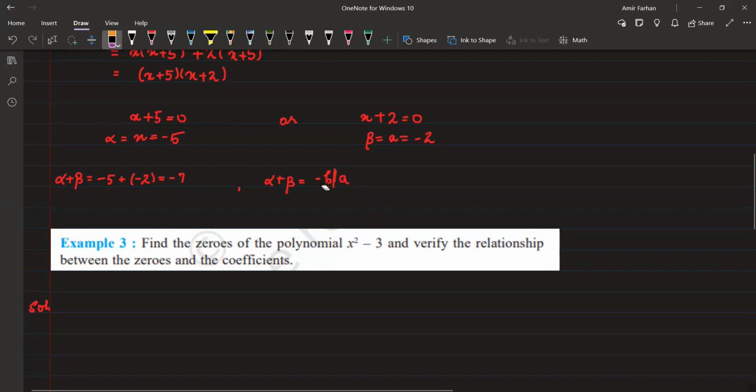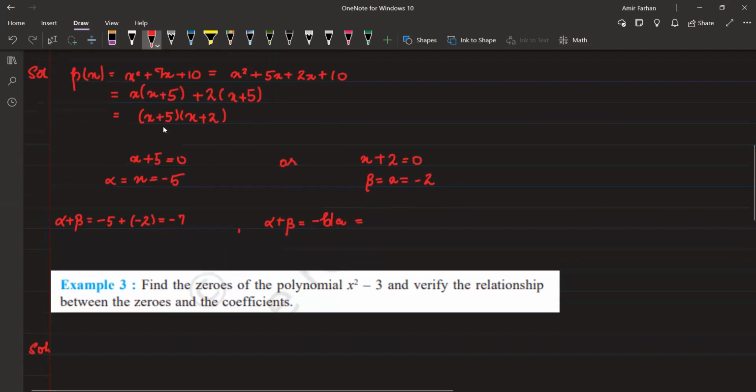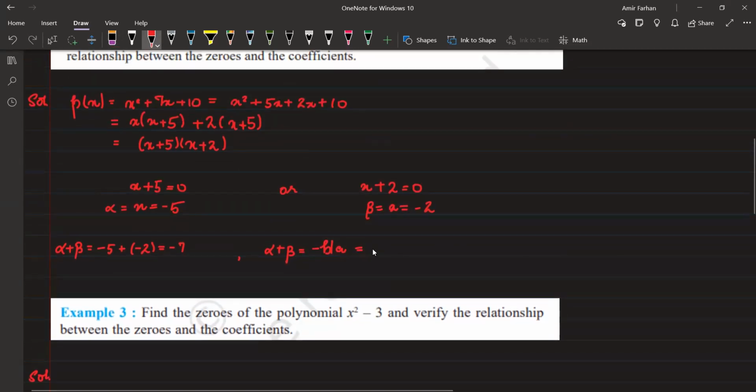So you will substitute the value into minus b by a. Now tell me, what is the value of b in this expression? Positive 7. So it will be positive 7, and the minus sign is there, so it will become negative. What is the value of a? 1. Yes, very good. So it's nothing but negative of 7. Now you can see that alpha and beta are showing the correct relationship. Basically, we have verified this.